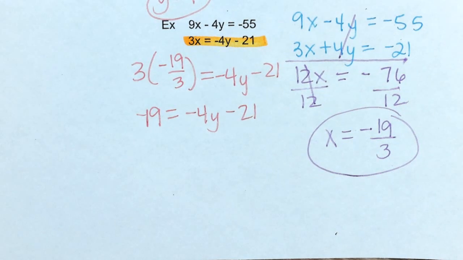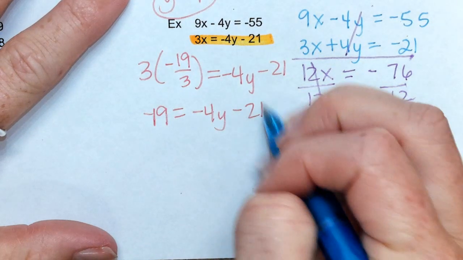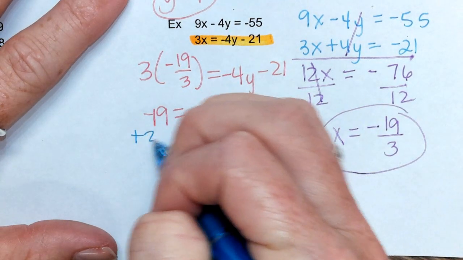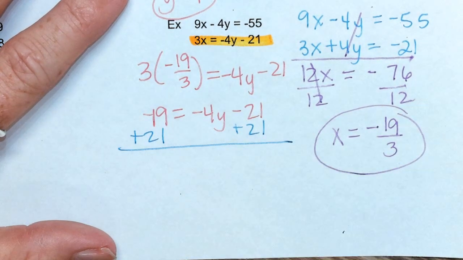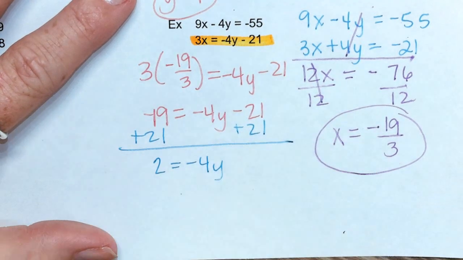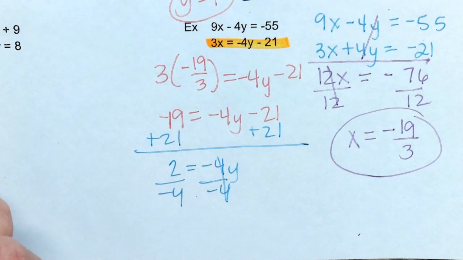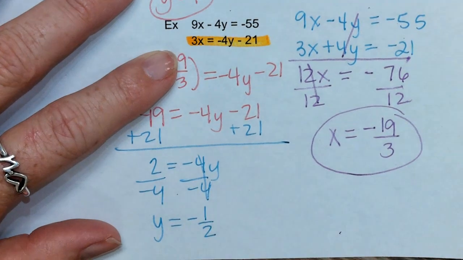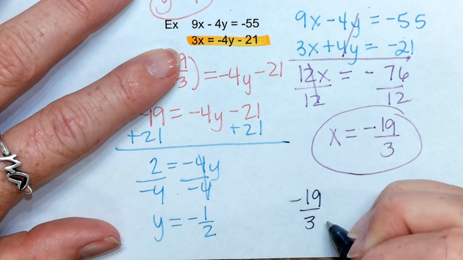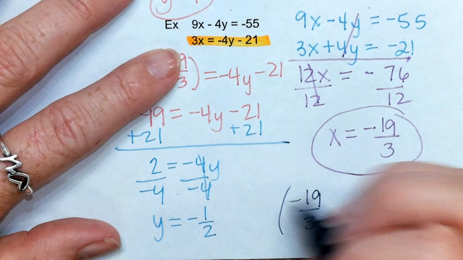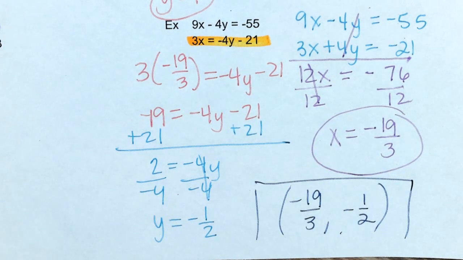What am I solving for? Y. So I need to get the y by itself. So I'm going to get rid of the minus 21 by adding. Negative 19 plus 21 is 2. And how do I get rid of the negative 4? What is 2 divided by negative 4? Negative 1/2. So negative 19 thirds, negative 1/2. None of your answers will look like that today, but just know it absolutely can give you an answer like that.